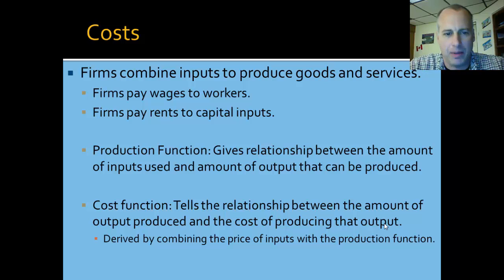So if we want to figure out what our cost function looks like, what we do is we take the amount of output we want to produce. We examine what's the least cost way to produce it given the various combinations of inputs that we could use, the amounts of labor and capital. And we look at the price of those different inputs, and this tells us what our costs will be given the amount of output that we want to produce. So we combine the price of inputs with our production technology to translate production into costs.